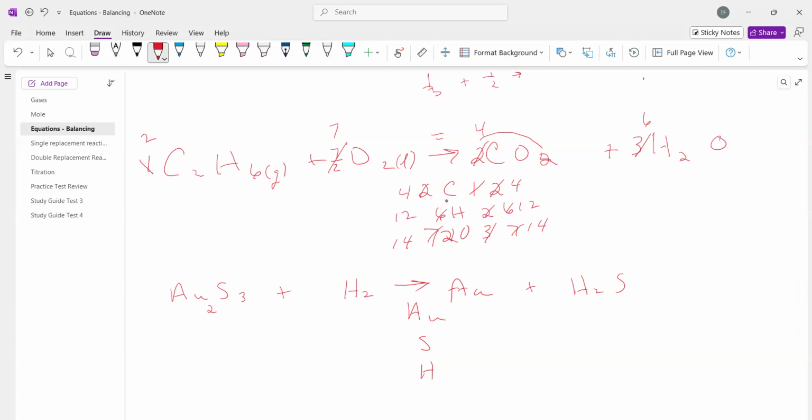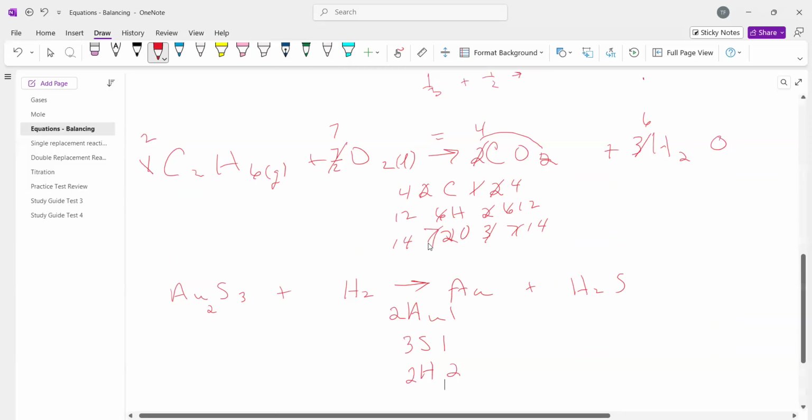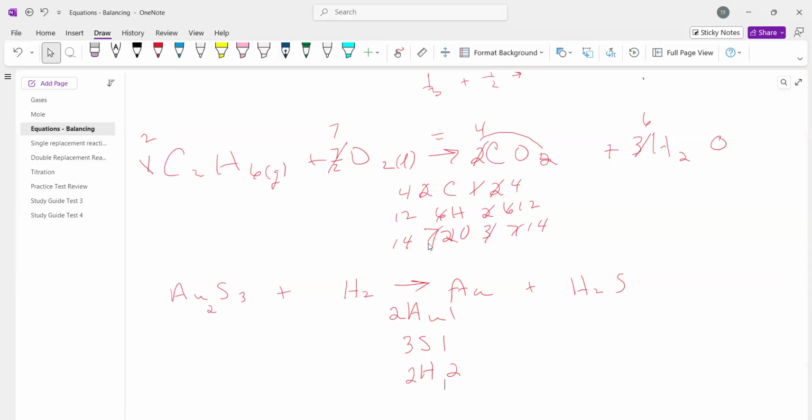All right, so 2 golds on the left, 1 on the right. 3 sulfurs, 1 sulfur. 2 hydrogens, 2 hydrogens. Okay, so it's not balanced as written. Sometimes it's balanced as written. You don't have to do anything. But always assume that any equation on my worksheet or test is unbalanced. So you have to check to make sure it's balanced. Okay, so where do we start? The 2 and the 3. Yeah, we got to change one of them.